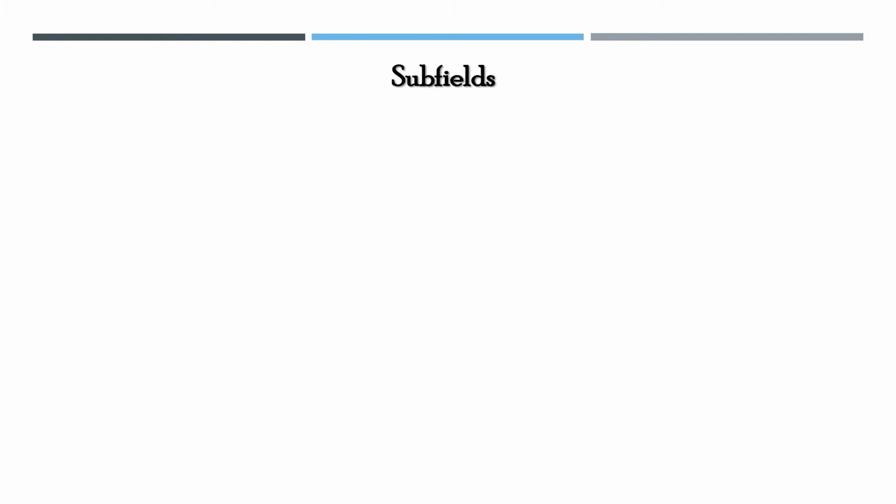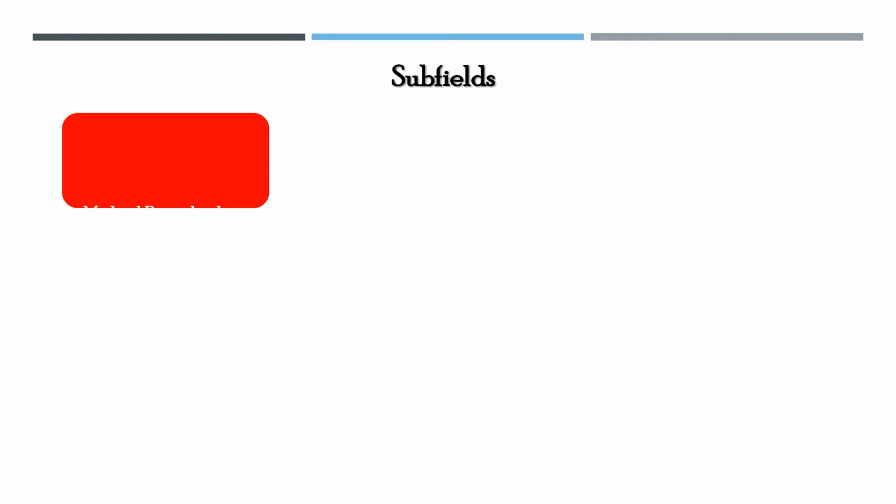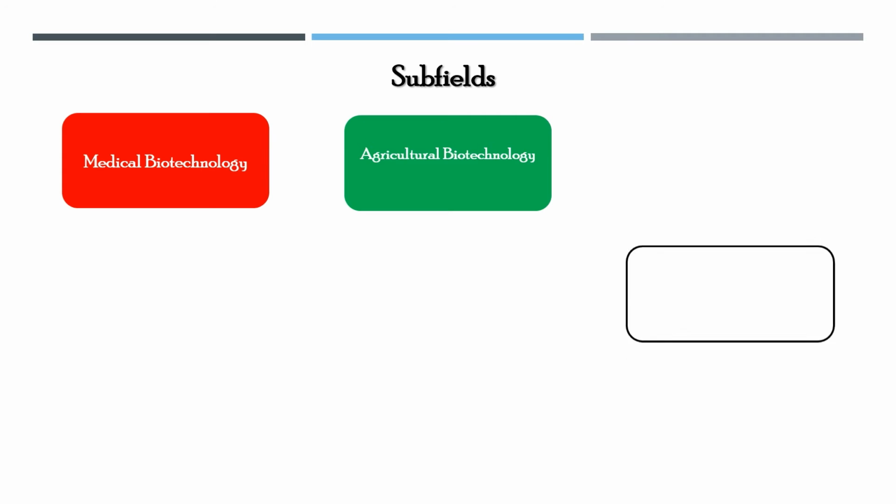Subfields in biotechnology. The subfields are differentiated by colors, that is red biotechnology, which is otherwise known as medical biotechnology. So it is applied to medical processes. Discovery of drugs, vaccines, drug delivery, these all come under medical biotechnology. The next one is green biotechnology, which is otherwise known as agricultural biotechnology. So it is applied to agricultural processes. Designing of transgenic plants, genetically modified plants, these all come under agricultural biotechnology.